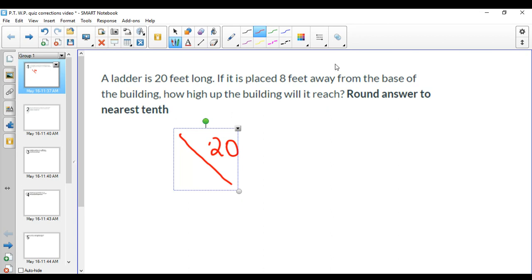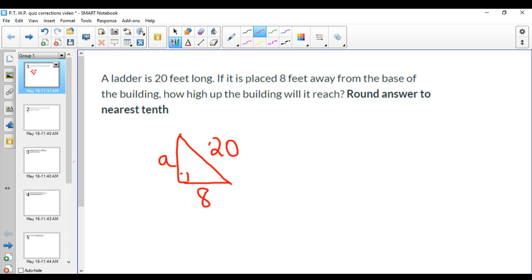Okay, it's 8 feet away from the base of the building, so right here would be 8. And then this would represent the building itself right here. So the question is, how high up the building will it reach? This is our right angle, so the 8 and the unknown are going to be our legs. We could call this side either A or B. It doesn't matter which, but definitely 20 is going to have to be the C.